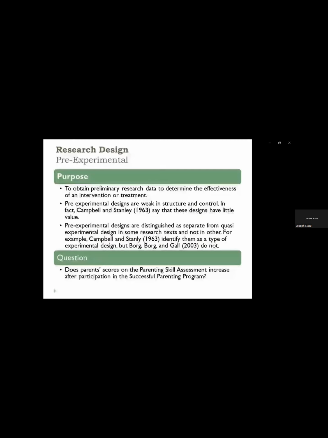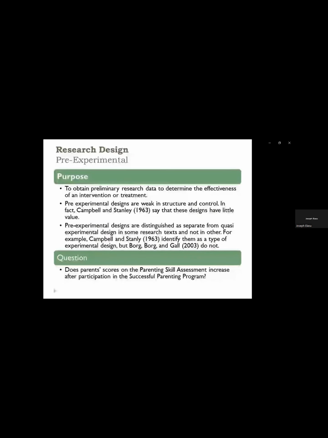We're going to start by discussing pre-experimental designs, and the primary characteristic of a pre-experimental design is that the researcher manipulated the independent variable. Oftentimes, pre-experimental designs are used as preliminary research or pilot studies to determine the effectiveness of a treatment, to see if there's more research that's warranted. Campbell and Stanley really say that pre-experimental designs are weak and have little to no value.